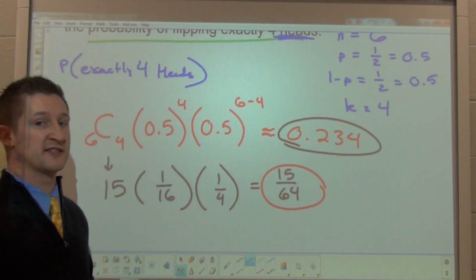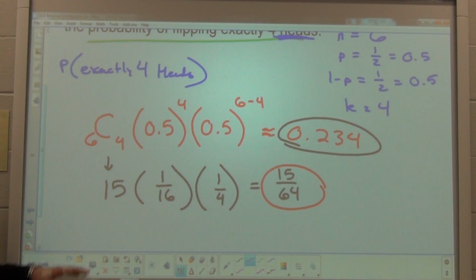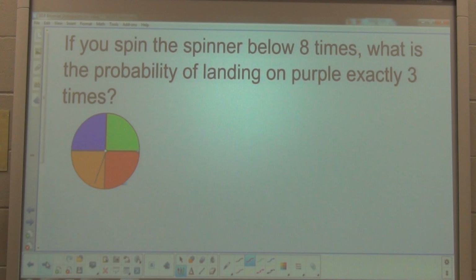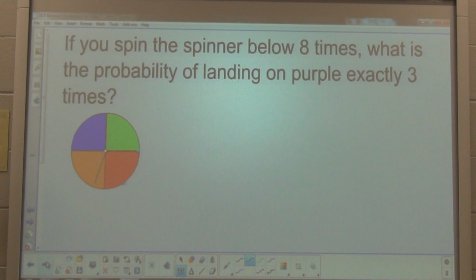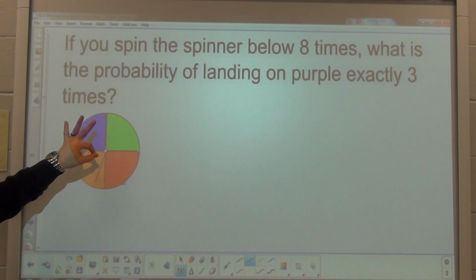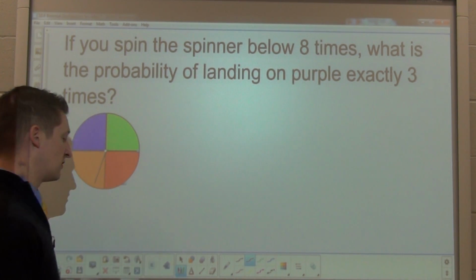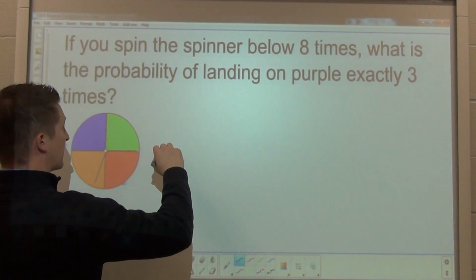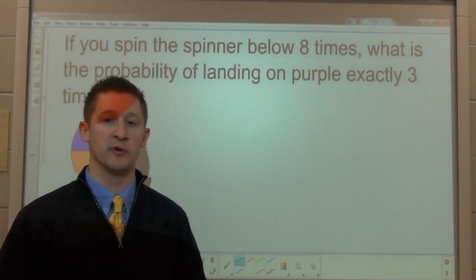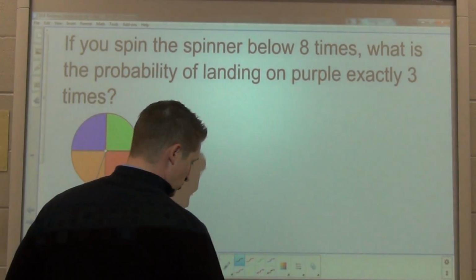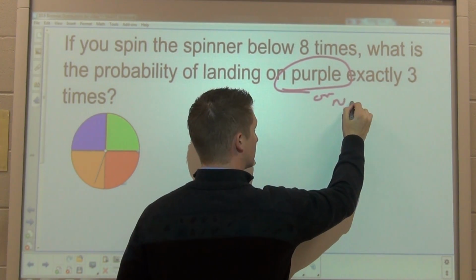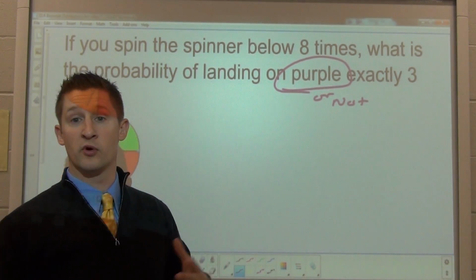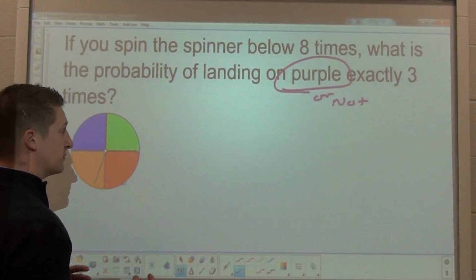We're going to do one more similar example here, just to show you what it's like when the probabilities of success and failure are a little bit different. So, if you spin the spinner right here 8 times, what's the probability of landing on purple exactly 3 times? Well, even though there's 4 options, this is still a binomial experiment, because I have 2 items. It's either purple or it's not purple. Okay? That's a binomial experiment.